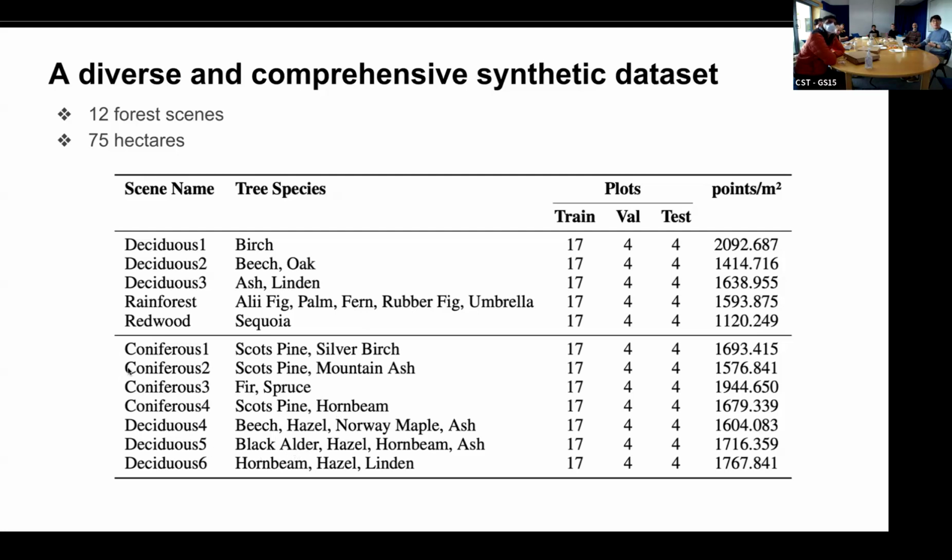You can see it covers both conifer and deciduous forest, and every forest type is a standard 250 by 250 meter size. We divide each into 25 plots, each plot about 50 by 50 meters. In total, we have 75 hectares of data. This is beyond the size of any real world data you can have.